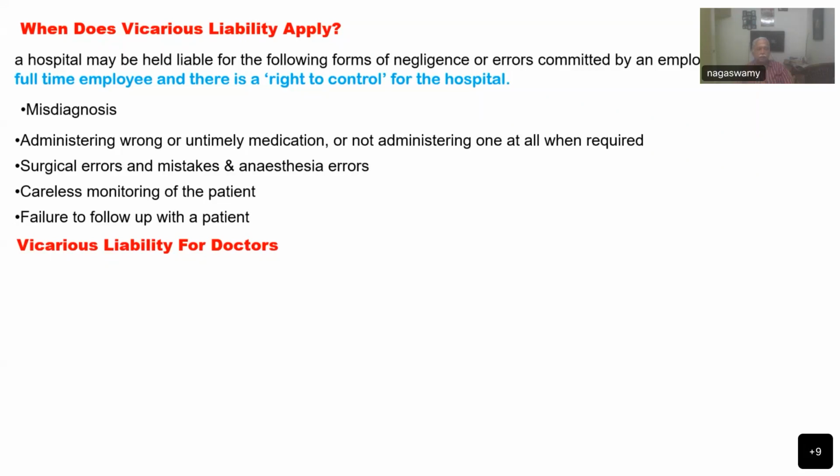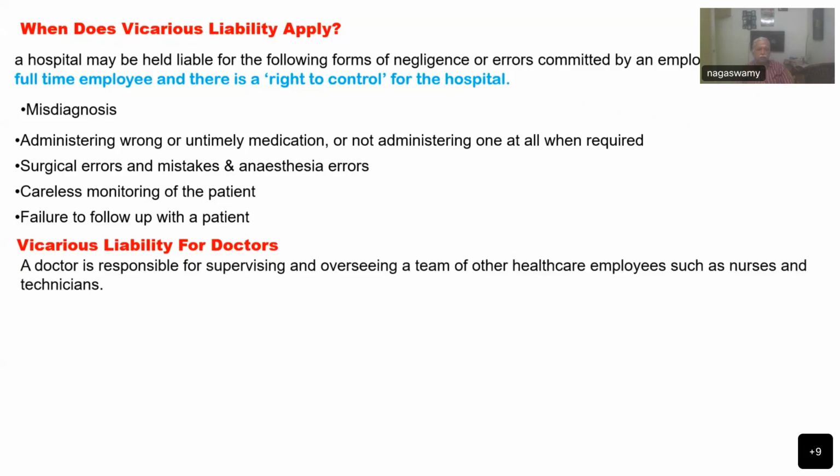And vicarious liability for doctors: a doctor is responsible for supervising and overseeing a team of other healthcare employees such as nurses and technicians. So in the theater, if you have a nurse technician or an anesthetic nurse, and you ask them to administer the drugs and maintain the case, and you go out, you don't supervise them, and they give a wrong medication and something goes wrong with the patient, even though the mistake has been made by the paramedical or the healthcare employee, the vicarious liability will be on the in-charge doctor or the anesthetist.